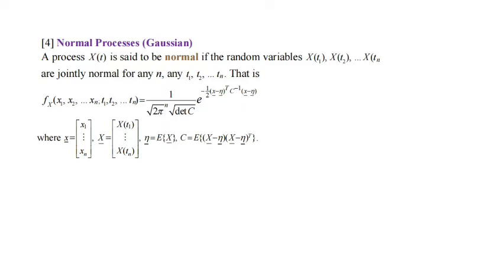Then let's look at normal process. A process x(t) is said to be normal if the random variables x(t1) to x(tn) are jointly normal for any n, any t1 to tn, such as this function. This definition is from the lecture note page 27. We can see that the statistics of this normal process is completely determined in terms of the mean, which is eta(t), and the autocorrelation R(t1, t2). Usually, eta(t) is a function of t, and we use the Wiener process as an example to show how this normal process works.